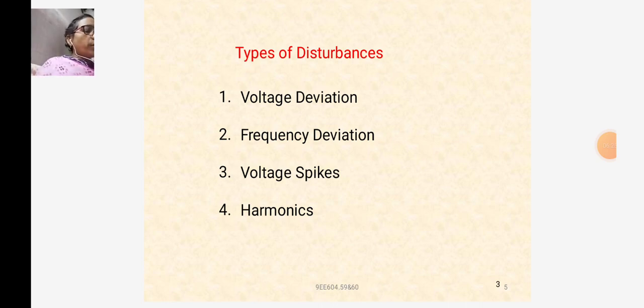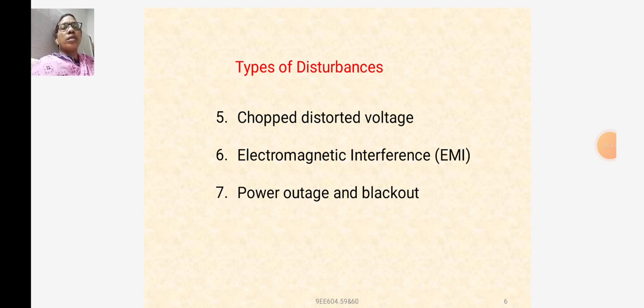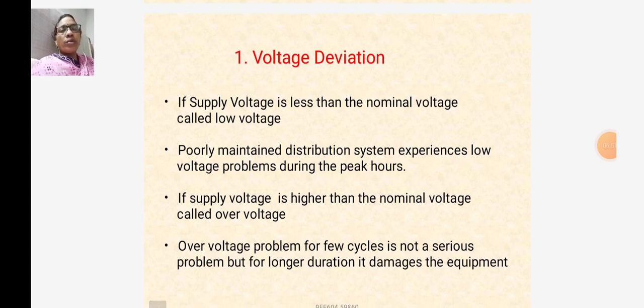There are different types of disturbances. They are voltage deviation, frequency deviation, voltage spikes, harmonics, chopped distorted voltage, electromagnetic interference, that is EMI, and power outage and blackout. So now we are going to discuss briefly about the above disturbances. Now first we are going to discuss about the voltage deviation.